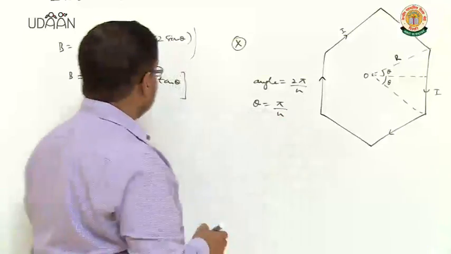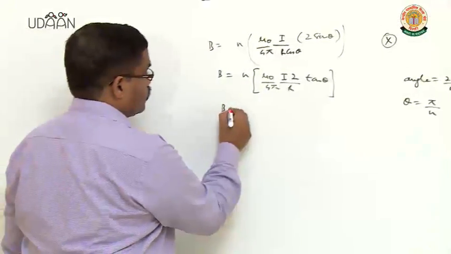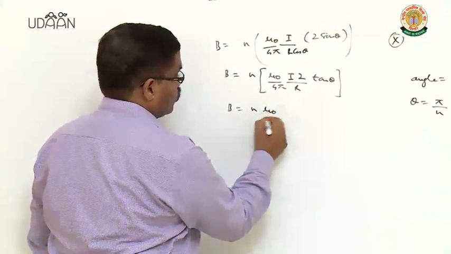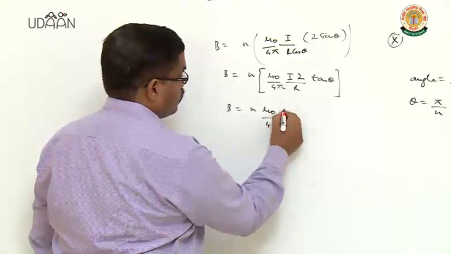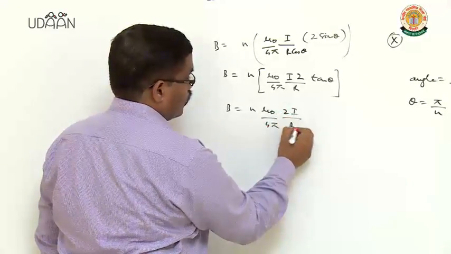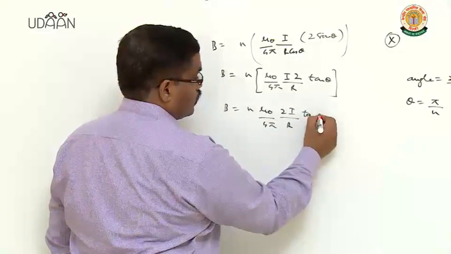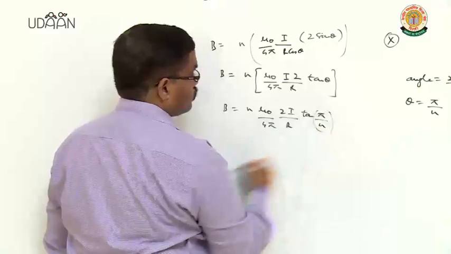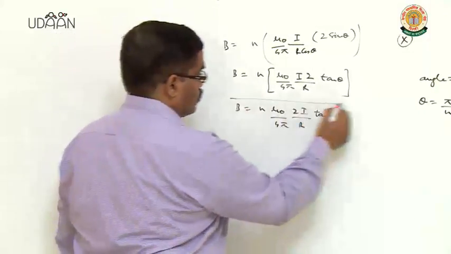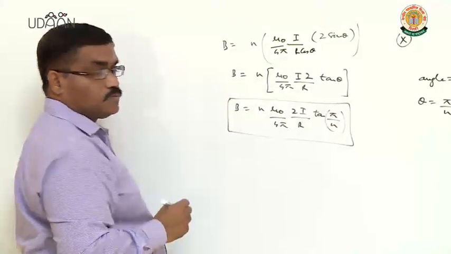So we can replace this as B is equal to n into mu naught upon 4 pi, twice I upon r, into, instead of tan theta, you can write tan pi by n. Now this is the field produced at the center.